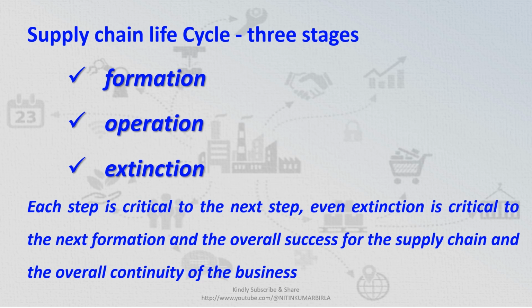That was about the types of supply chain. Okay. Formation, operations and extinction. And this is the supply chain life cycle. Each step is critical to the next step. Even extinction is critical to the next formation. You make a supply chain, start operation of that supply chain, and then extinction, close out. That supply chain has completed its objective. After this, again you start forming the new supply chain, operations, extinction. So this is a continuous process. Each step is critical to the next step. Even extinction is critical to the next formation, and the overall success of the supply chain and the overall continuity of the business. It's a continuous process.